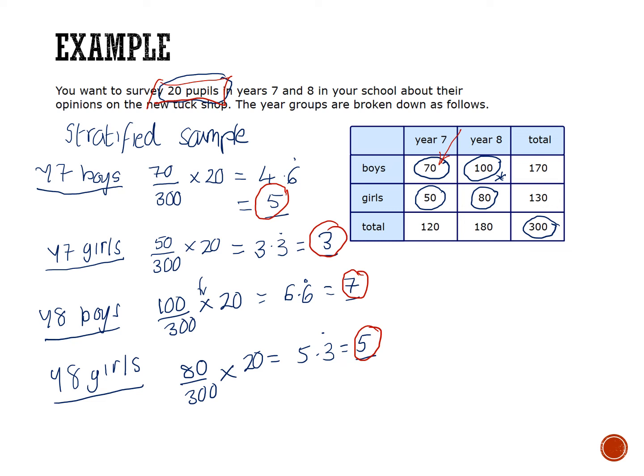Okay, so hopefully you've understood that, and you can appreciate how doing the stratified sample takes a bit more work, but remember what we're looking for in our sample: we want it to be representative of the population. Remember what the population is? The population is all of the data.